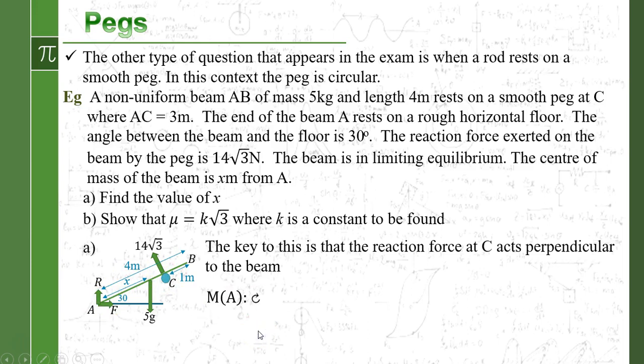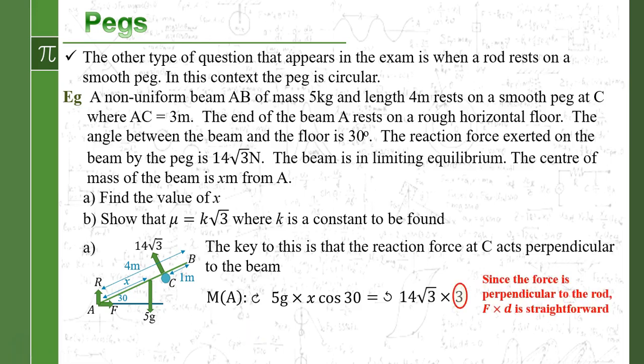As ever, I'm going to go clockwise first. So my clockwise moment is going to be coming from the mass, or sorry, the weight of the beam. So we've got 5g, our force, times our perpendicular distance, which is going to be this distance along here, x cos 30. And our anti-clockwise moment is simply going to be 14 root 3 times 3, because this, as I said, is perpendicular, so that distance there, which we know is 3 meters, is our perpendicular distance from the line of the force through to the pivot.